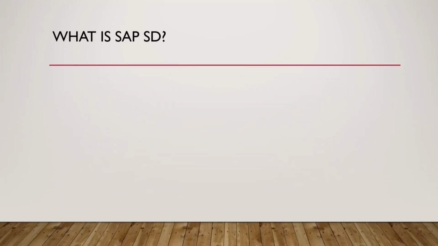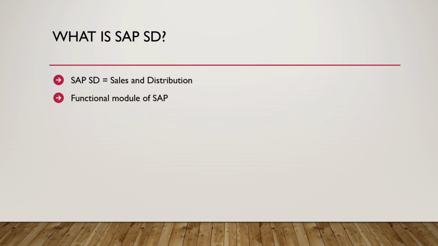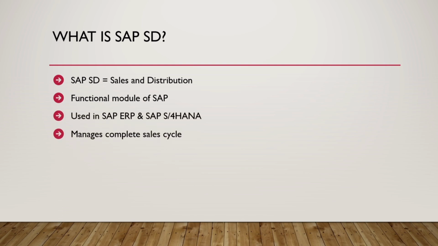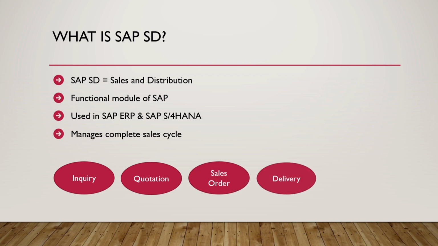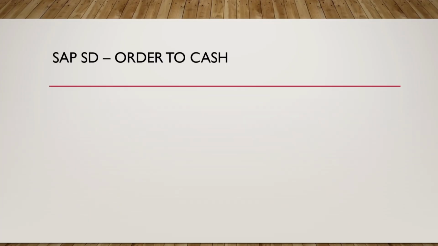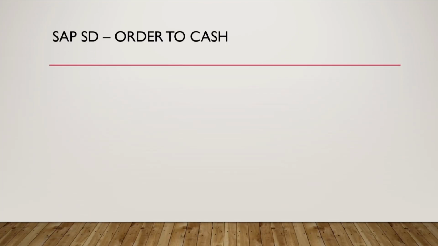Now, let us understand SAP SD. SAP SD stands for Sales and Distribution. It is one of the most important functional modules in SAP ERP and SAP HANA. SAP SD is used to manage the entire sales cycle of a company. It covers customer inquiry, quotation, sales order, delivery, and billing. In simple words, SAP SD manages how a company sells its products and services to the customer.